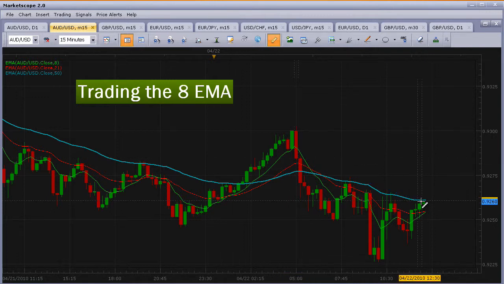So there you go. That's trading the 8 exponential moving average coupled with the 21 period moving average and the 50 period moving average. And this is something that you can look for every single day as soon as you open up your trading software.